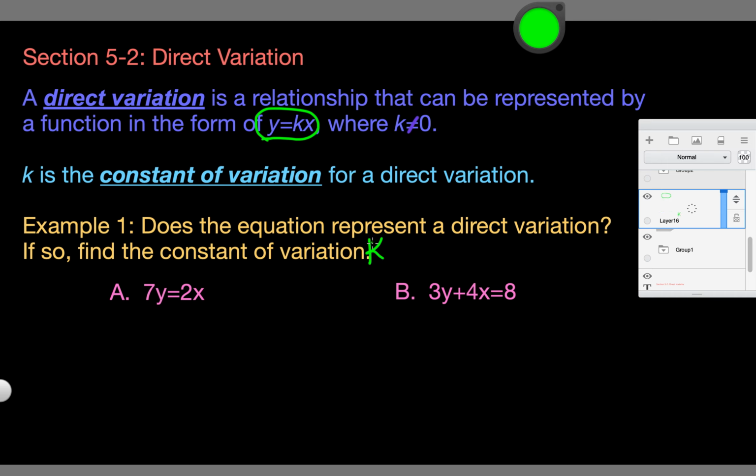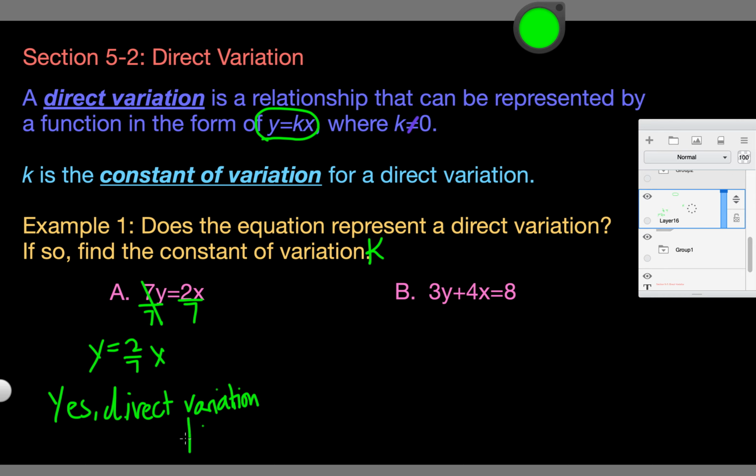Okay? So in order to do this, we're going to solve for y. So for a, in order to get y alone, we need to divide by 7, and we get that y equals 2 over 7x. Now, just like we stated before, this is in the y equals kx form because there's no number being added or subtracted to this term on the right-hand side. So, yes, direct variation. And our k equals 2 over 7.